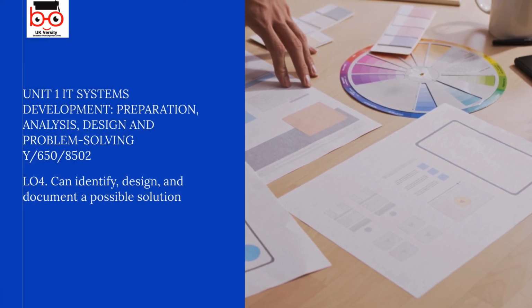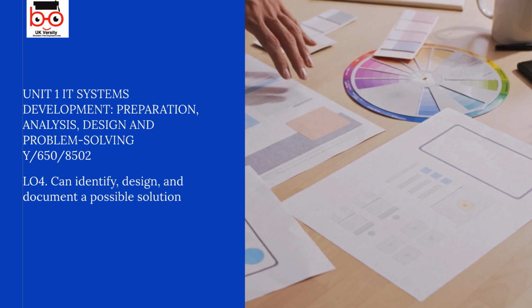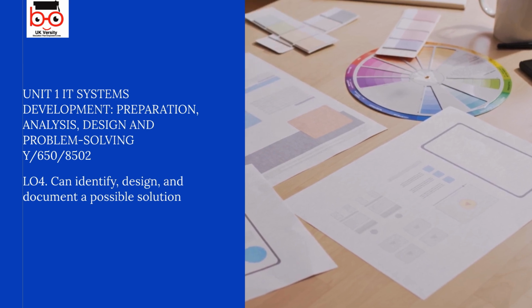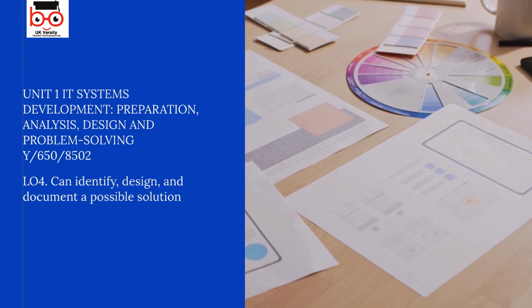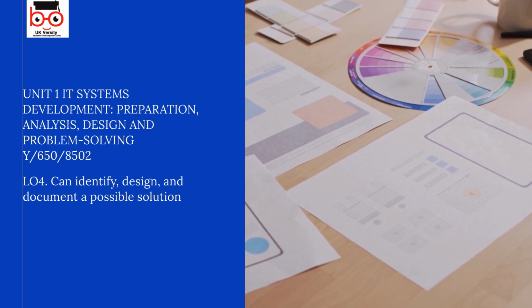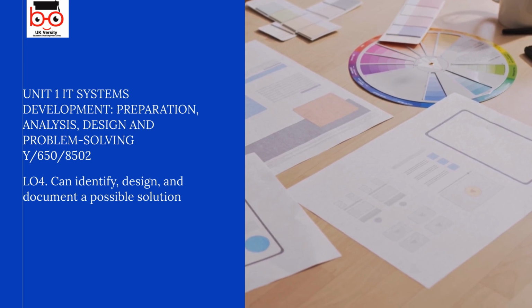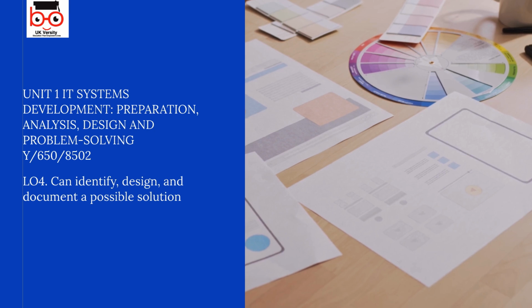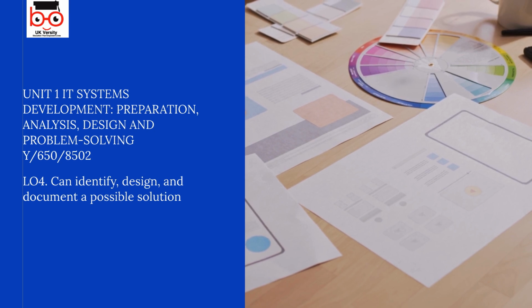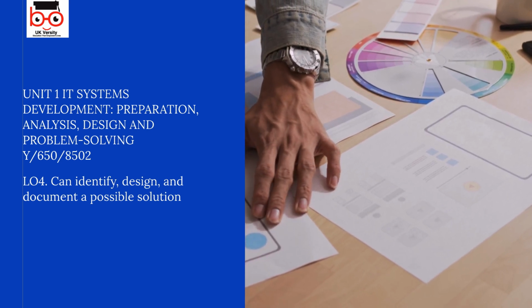By the end of this session, you will achieve Learning Outcome 4, the ability to identify, design, and document a potential solution to an IT system problem. In this video, we will explore a systematic approach to problem solving in IT systems. You will learn how to effectively identify the root cause of issues, design practical solutions, and document them clearly, ensuring they align with the needs of all stakeholders. Join us as we break down the key steps to solving IT challenges efficiently and professionally.